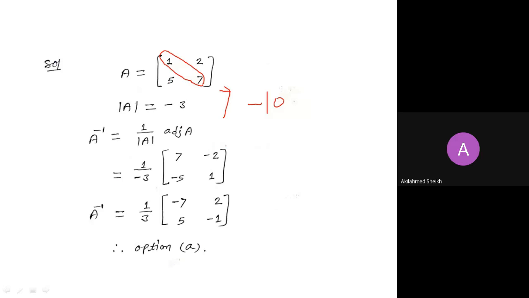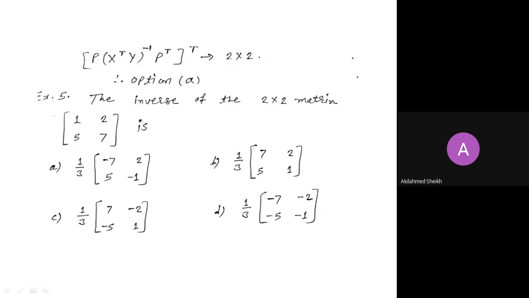Now we have to find the adjoint of the matrix. So interchanging the diagonal elements, interchanging 1 and 7, it becomes 7 1, and multiplying the remaining elements by minus 1, it becomes minus 5 and minus 2. Then multiplying by this minus 1 to each element of the matrix, it becomes minus 7, 2, 5 and minus 1, and this answer is nothing but option A.